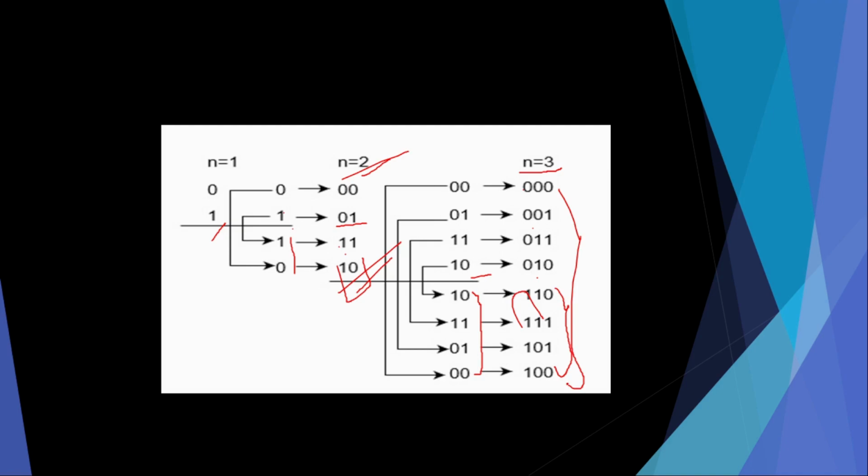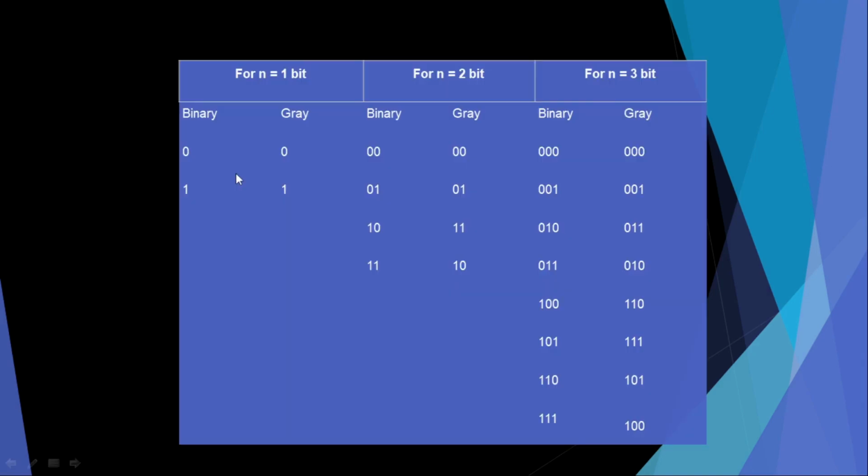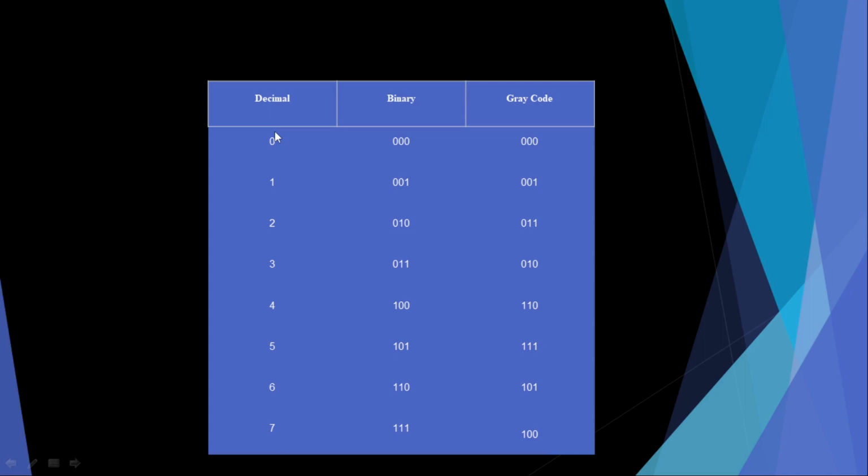So here I will make the binary code. n equal to 1 means we will have only two codes. When n equal to 2 means we will have these four values: 00, 01, 10, 11. So with the procedure, we will get the gray code like this. Afterwards, n equal to 3 means the binary value is like this and the gray code is generated with the procedure. So this is the tabular column I will mention, from 0 to 7 decimal value, the binary value and the gray code value.